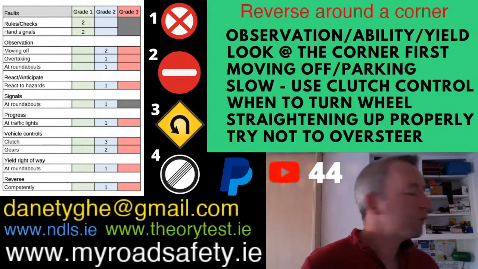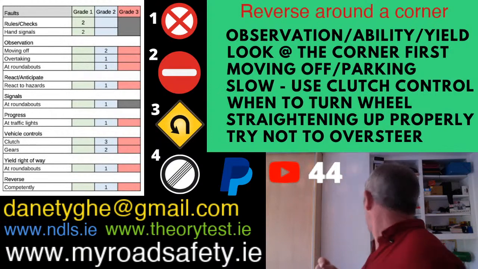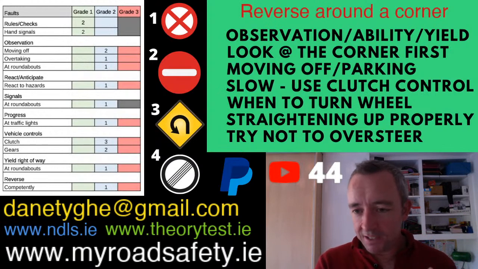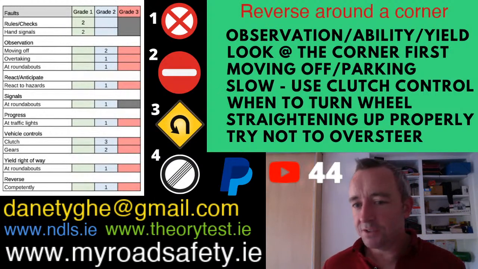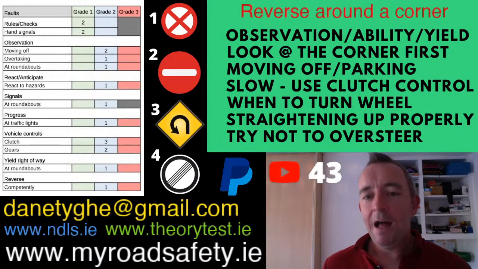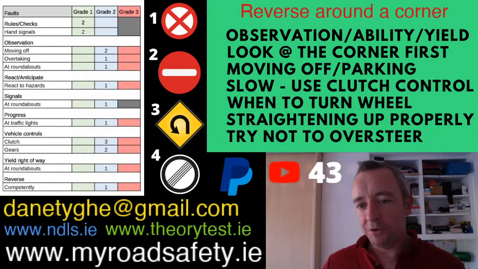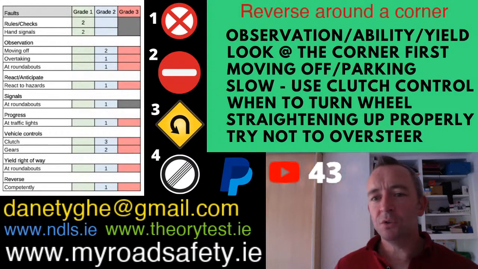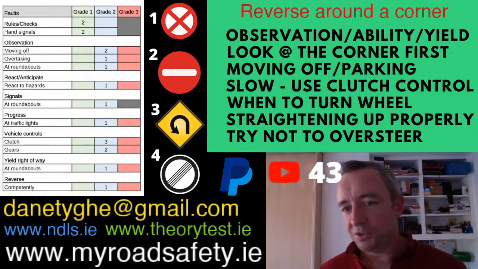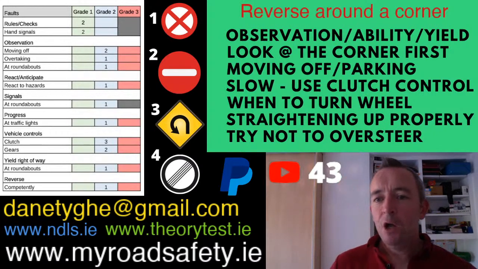A full 360 degree look around before you start your reverse. You can indicate left to reverse around the corner if you want. It's honestly no big deal. I was talking to testers about this, that it's not essential at all. You don't have to do it. But if you do it, it's fine. Just make sure you remember to indicate the proper way when you're moving off. Have a look at the corner first anyway, because that can help you set the scene for the corner. Moving off and parking.